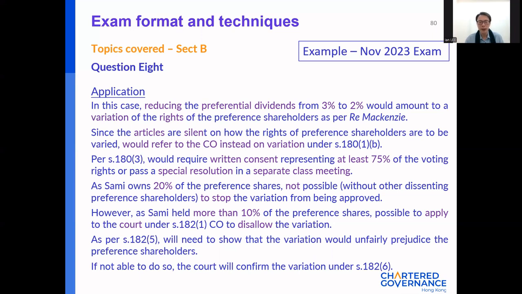Well, because Sammy held more than 10% of the preference shares, it's also possible to apply to the court under Section 182 to disallow the variation. So based on subsection 5, you need to show the court that the variation would unfairly prejudice the preference shareholders. If you succeed, then the variation will be disallowed. But if you are not able to succeed or cannot convince the court, then the court will simply confirm the variation under subsection 6.